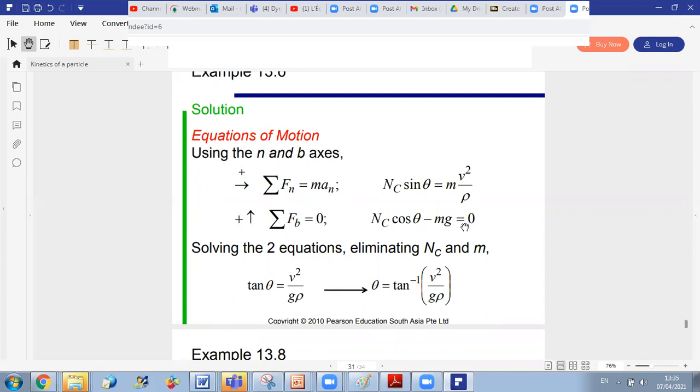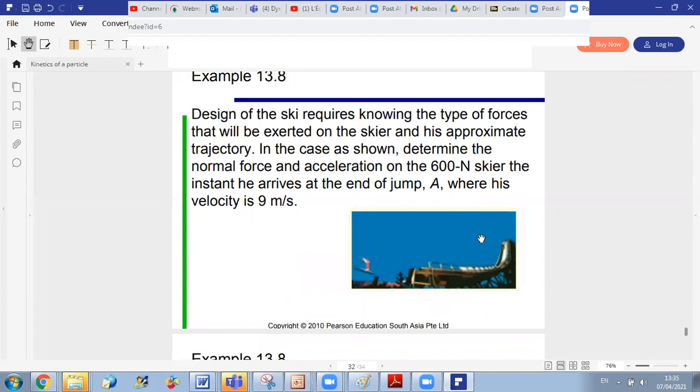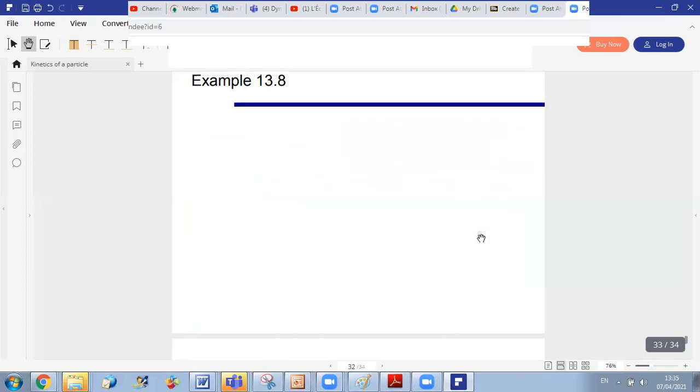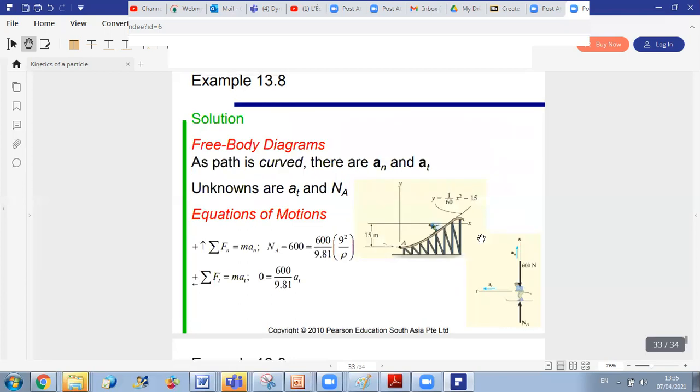Okay, so let us continue with another problem. The design of the ski requires knowing the type of forces that will be exerted on the skier and his approximate trajectory. In the case shown, determine the normal force and acceleration on the 600 Newton skier at the instant he arrives at the end of jump A, where his velocity is 9 meters per second. So here we have the figure.